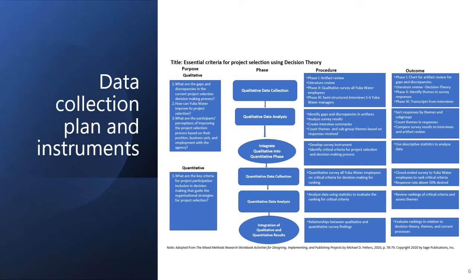On the data collection, permission is going to be key. Prior to getting started, permission will be needed to engage with Yuba Water Agency to, one, use them as the research site, and then be able to access their documents and their employees. We'll need to work with them to gather the email addresses for the employees to send out surveys, plus identify those managers. So we'll have to have permissions from them in each phase: artifact review, the surveys, and the semi-structured interviews.